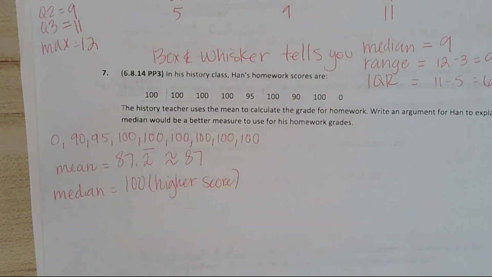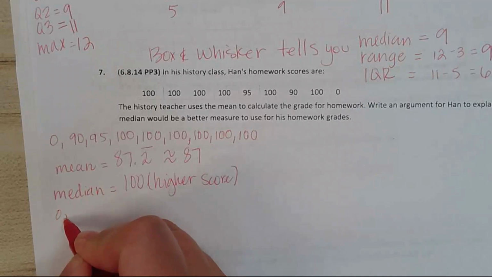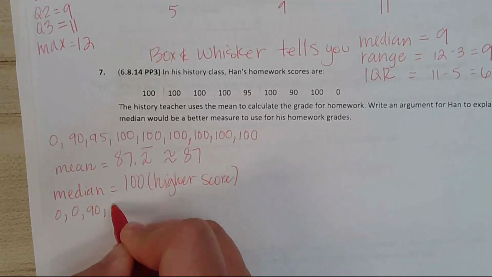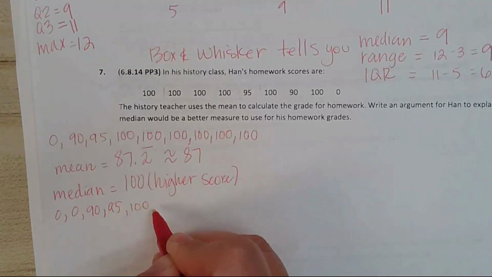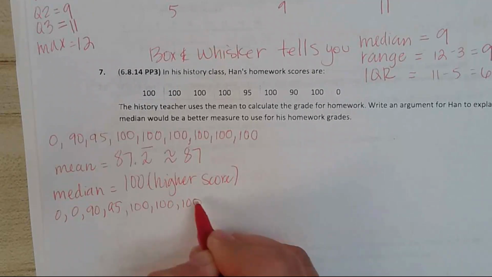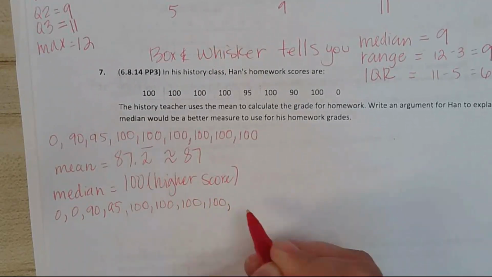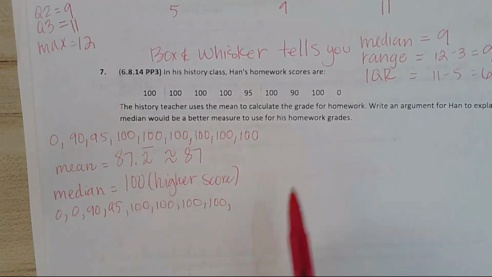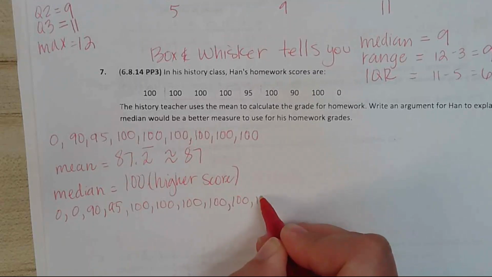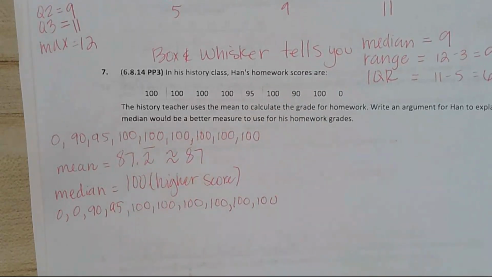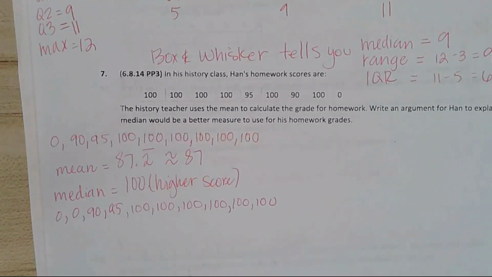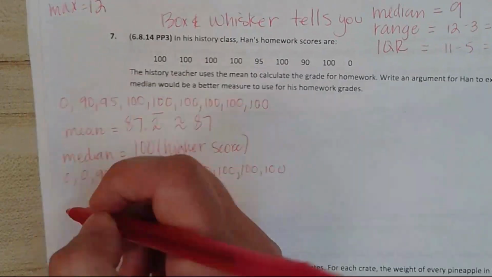I want y'all to write down another data set where you forgot one homework again. So now not only do you have 1 zero, what do you have? 2 zeros. So we just added a what? A 0. We added a data point. We added a 0. Find the mean and the median when that happens.